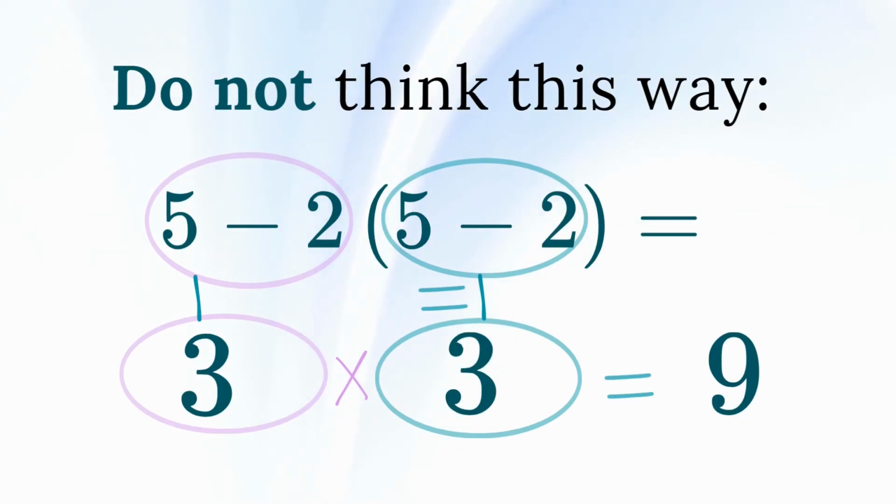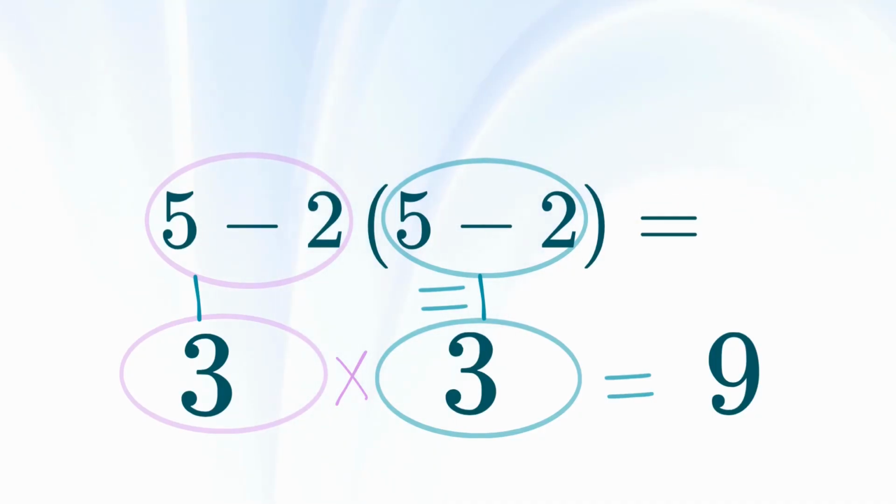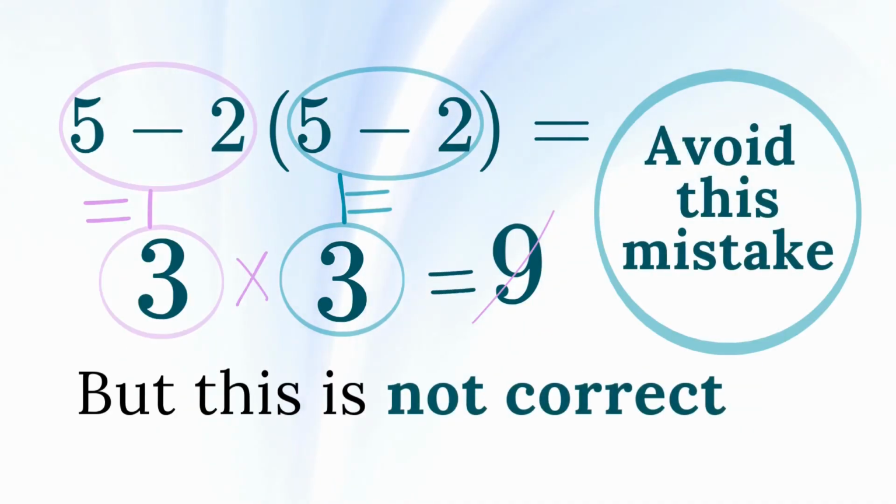Awesome! Some students think the answer is 9 because they calculate 5 minus 2 equals 3, and inside the parentheses, 5 minus 2 also equals 3. Then, they multiply 3 by 3 and conclude that the result is 9. However, this way of calculating is not correct, so avoid using this method.